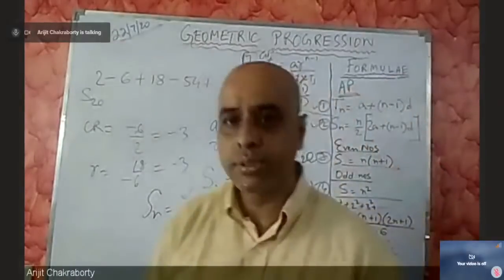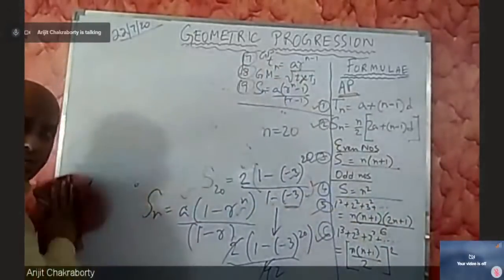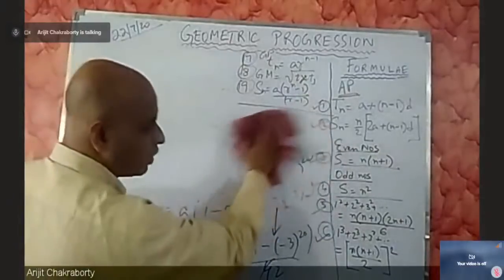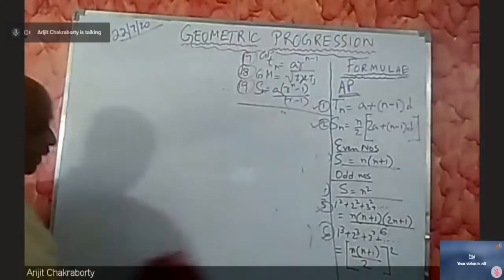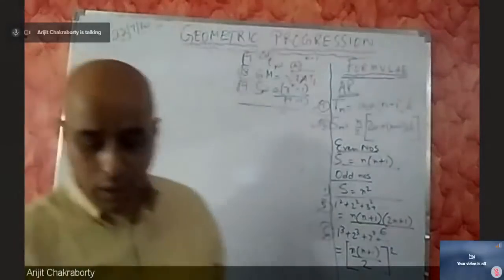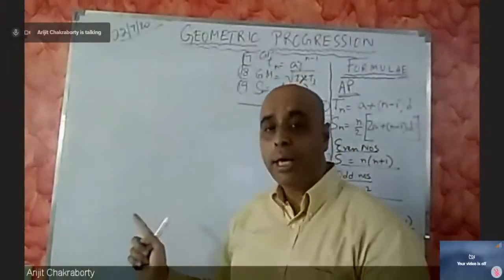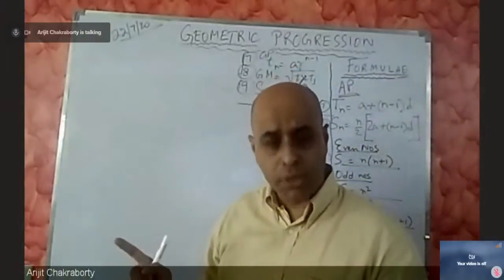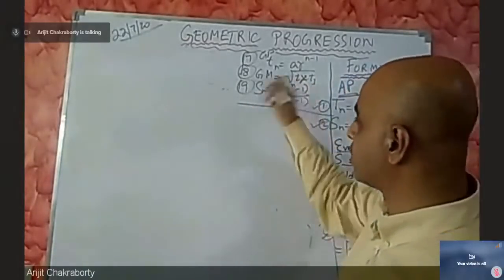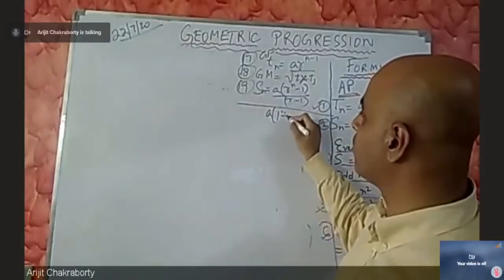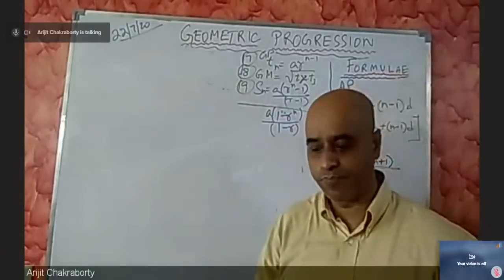Why have we used this formula? Because we have worked out the common ratio and the common ratio is minus 3. And as per our formula, if the common ratio is less than 1, then we shall use the other formula. If R, that is the common ratio, is more than 1, then we shall use this formula. Otherwise, we shall use the reverse, that is A into 1 minus R to the power N by 1 minus R. We shall use this formula.